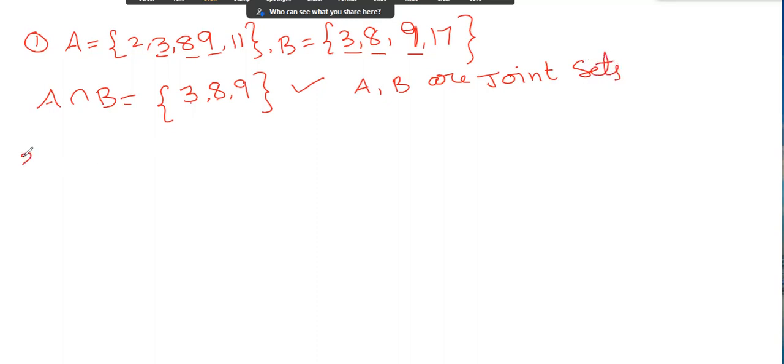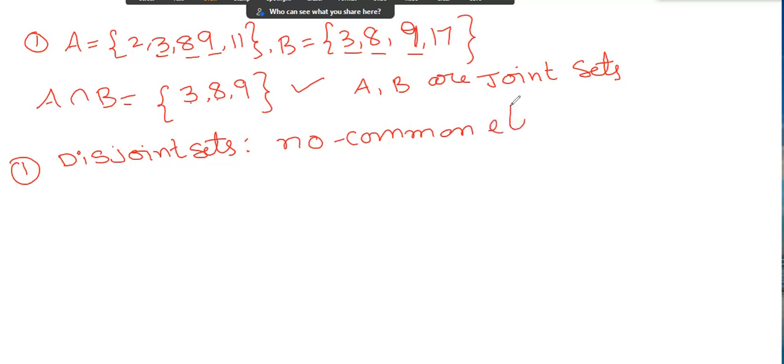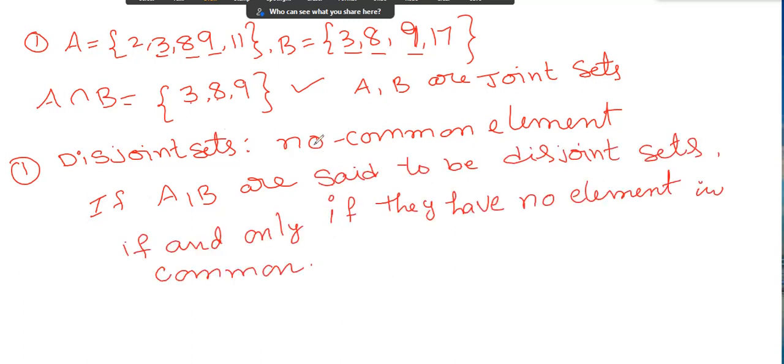Right. Now coming to the next one, disjoint sets. Joint means common. Disjoint means no common elements. Very simple. Joint means common; disjoint, disconnected, means no connection, no common. Understand? So A and B are said to be disjoint sets if and only if they have no element in common. Let us see one example.